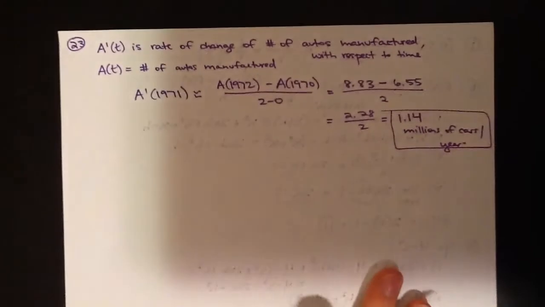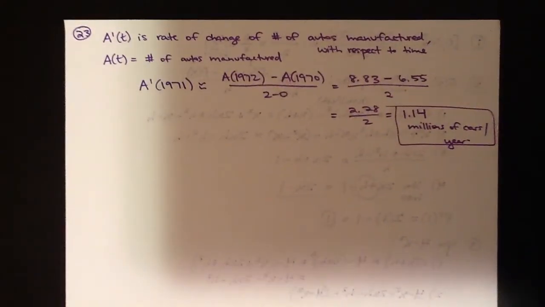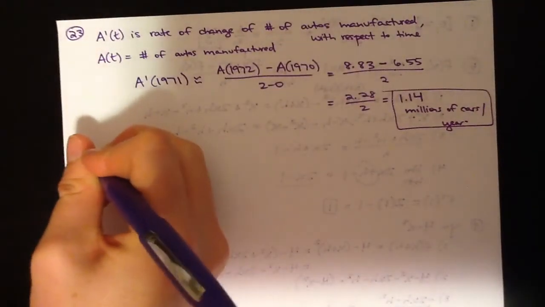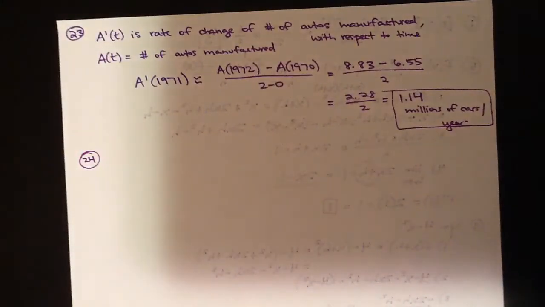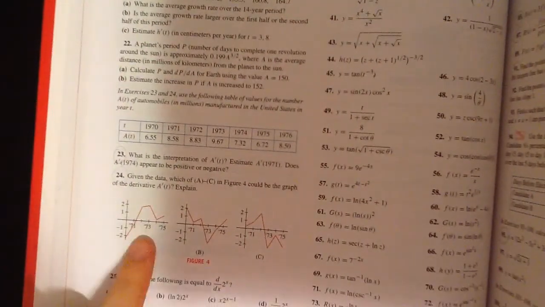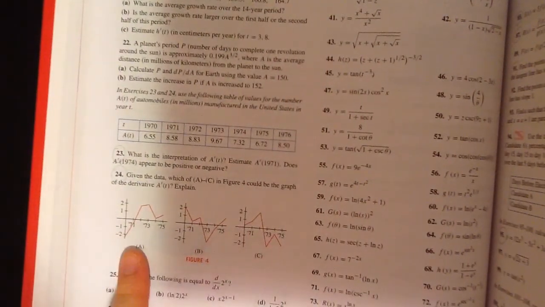Okay, so number 24 is also related to that same chart. So it says, given the data, and then we've got some graphs below, so I'll put those on the camera too. Which of A through C could be the graph of the derivative? So I want to get that chart in front of us. There we go. Okay, so you can see some different things. When we're looking at a derivative, we want to know whether the values are increasing, decreasing, kind of staying the same. There's some different features that we can look at.